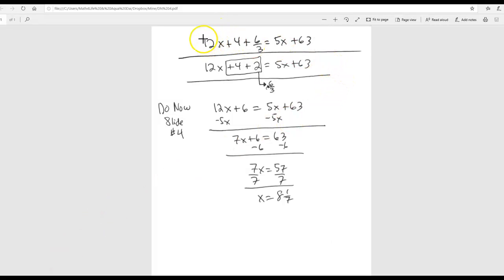All right, so the equation is going to be 12x plus 4 plus 6 over 3 equals 5x plus 63. Well, you probably found out that, hey, wait a second, if I just do a wind up, that turns into a 2. So that was important for you guys to know in that situation right there, okay?